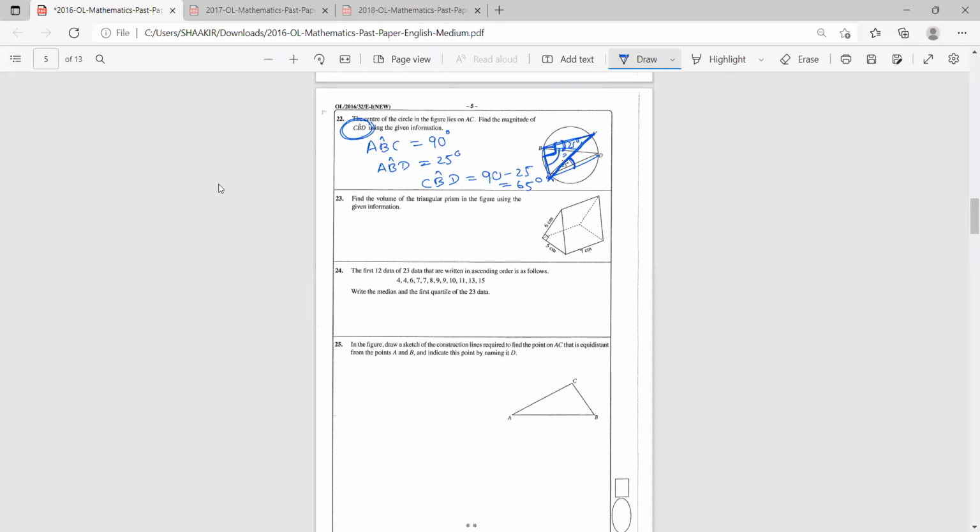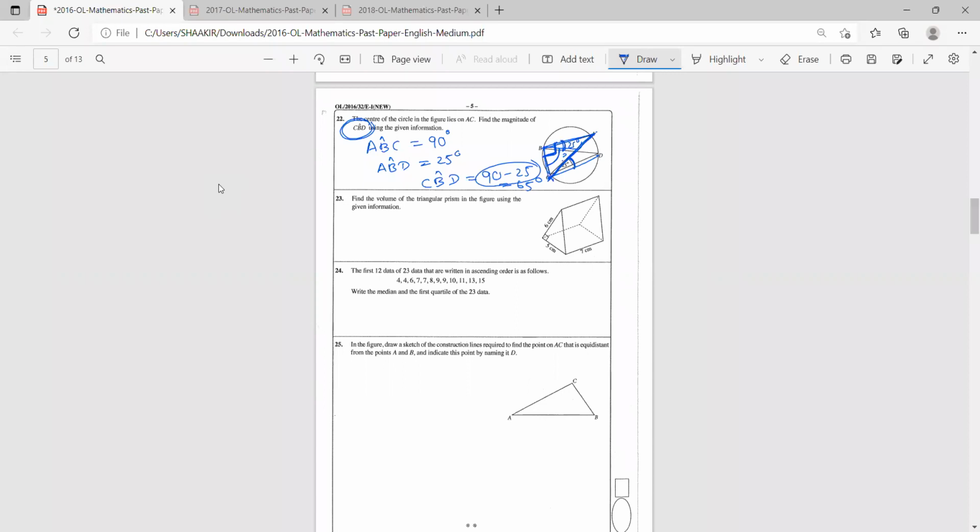Then how much is that? That is 90 minus 25, which equals 65 degrees. So this is what you will get. This is how you have to get it. You should know the theorems very clearly. Okay, so that's all we have in this part.